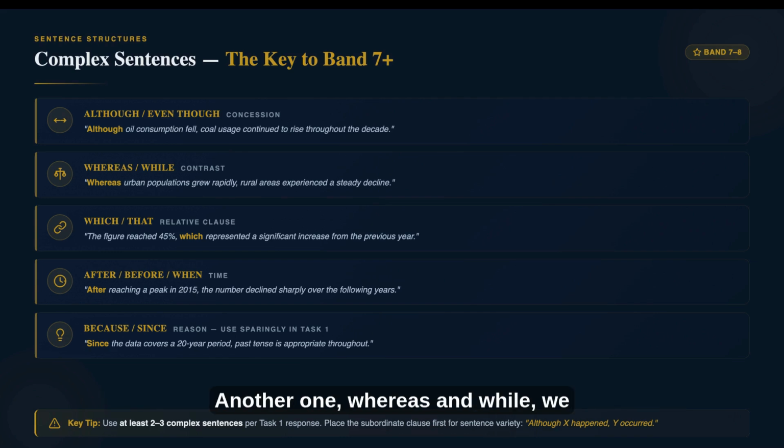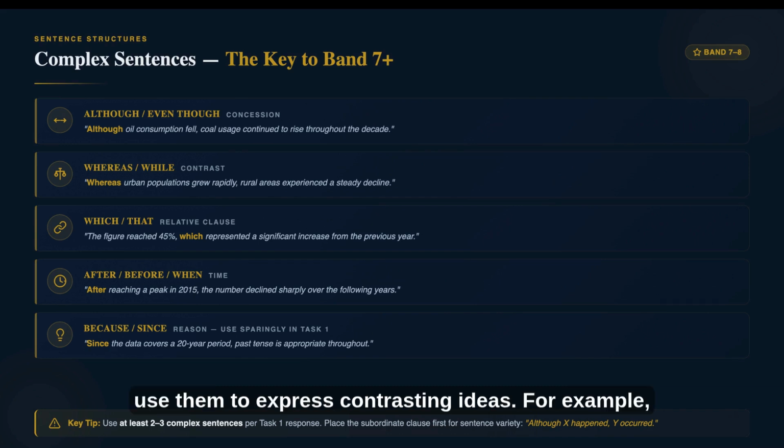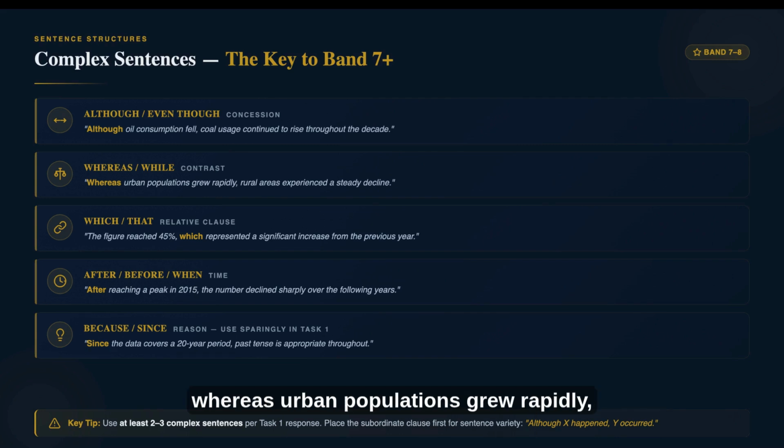Another one, whereas and while. We use them to express contrasting ideas. For example, whereas urban populations grew rapidly, rural areas experienced a steady decline. Again, one DC and one IC. DC means dependent clause, IC I refer to independent clause.